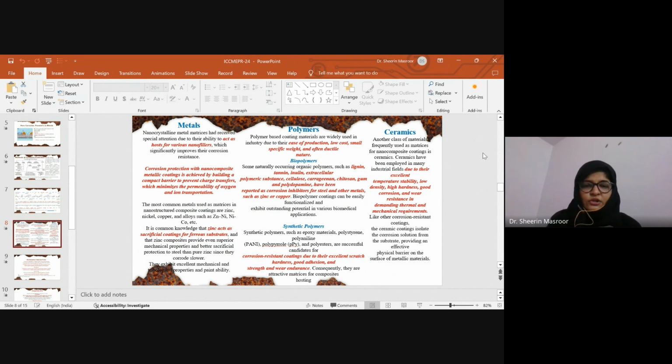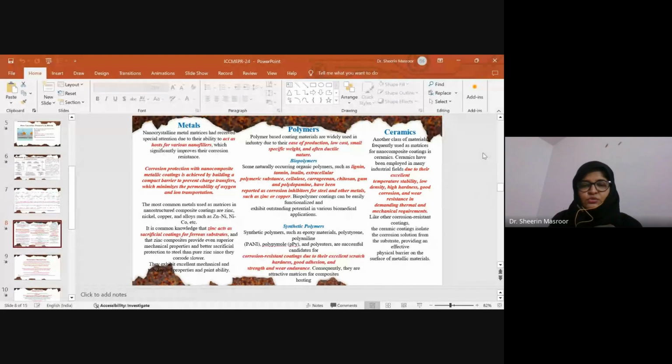For the bio or natural polymers, we use lignin, tannin, inulin, extracellular polymeric substance, cellulose, chitosan, and different types of gums, which have been reportedly used as matrices in different nanocomposite coatings. The basic property of biopolymer coating is that they are easy to functionalize, and we can harvest their best properties and exhibit outstanding potential in biomedical applications.